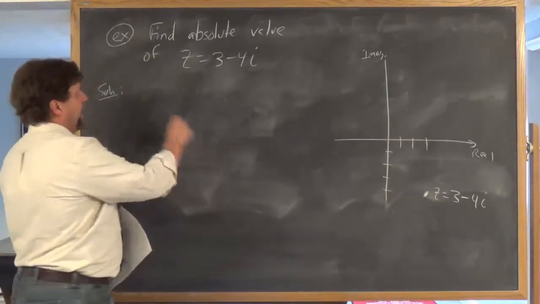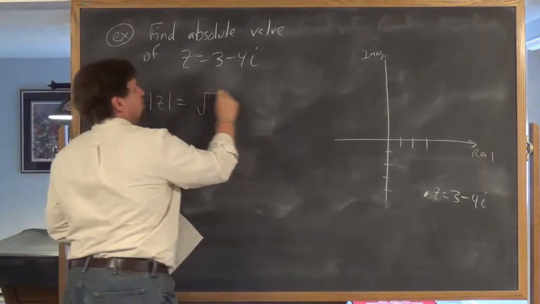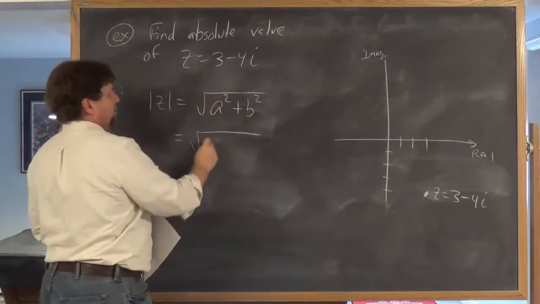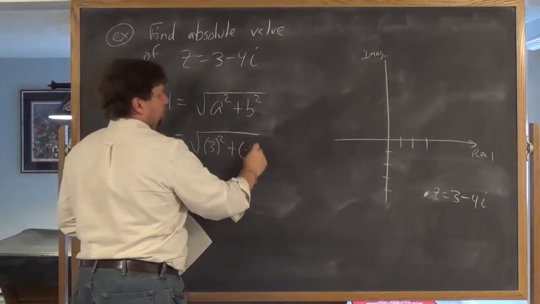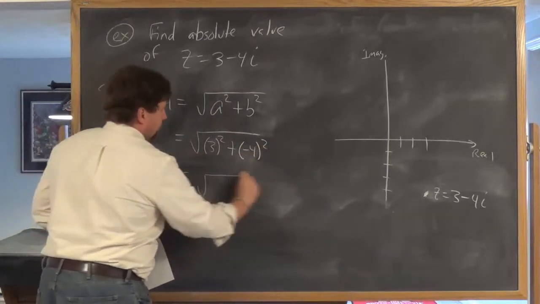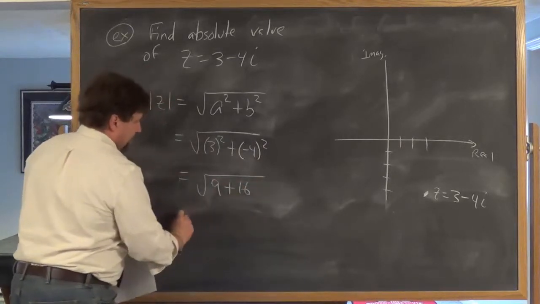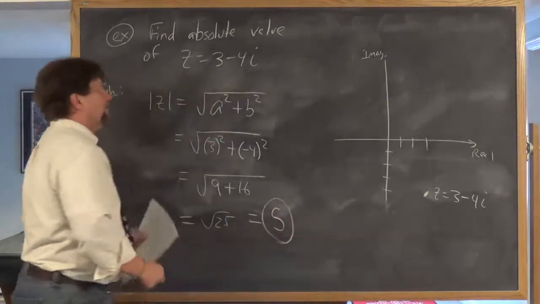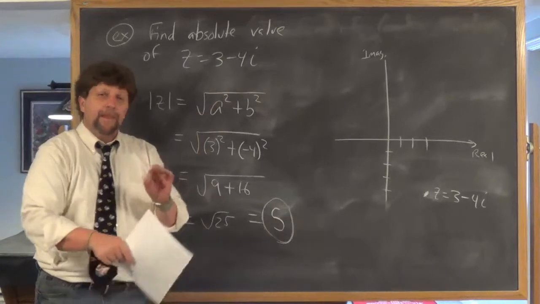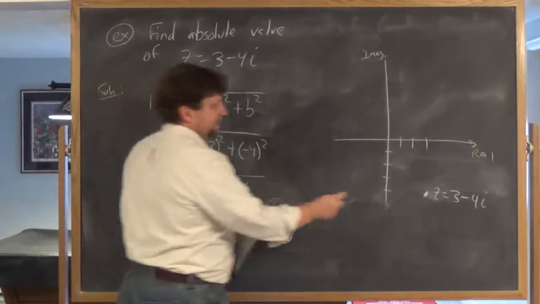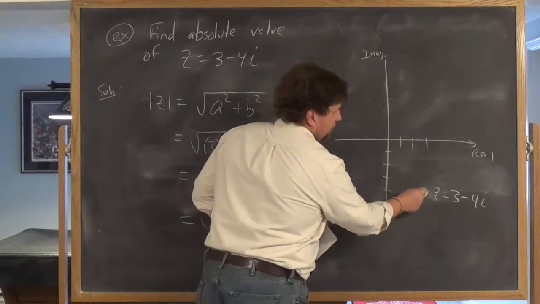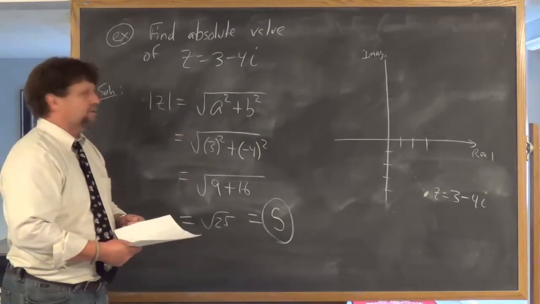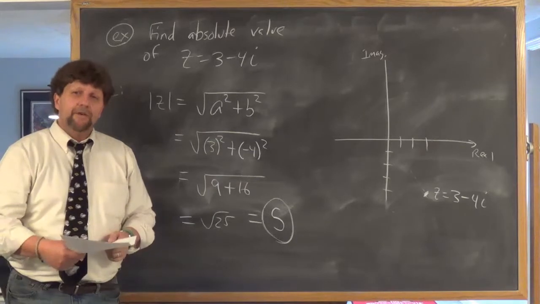Find the absolute value. So the absolute value is the square root of a squared plus b squared. So that's the square root of, a is 3, b is negative 4. So we get the square root of 9 plus 16. That's the square root of 25, which is 5. So the absolute value of that complex number is 5. Keep in mind, that really means the distance from the origin to the complex number is 5 units. So that's it. Very straightforward in how to compute the absolute value of a complex number.